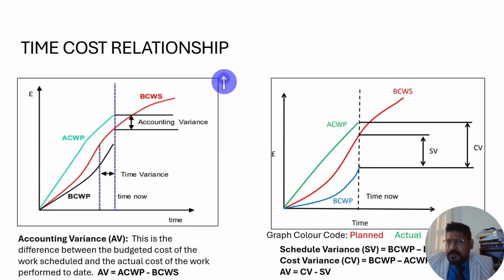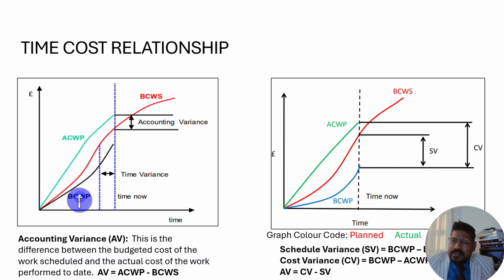Time cost relationship, accounting variances. This is the difference between the budgeted cost of the work schedule and the actual cost of the work performed to date. AV, accounting variances, is ACWP, which is actual cost of work performed, minus BCWS, budgeted cost of work scheduled.